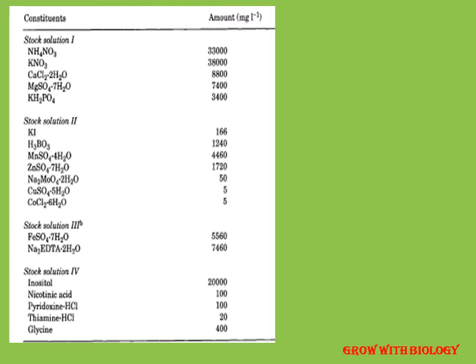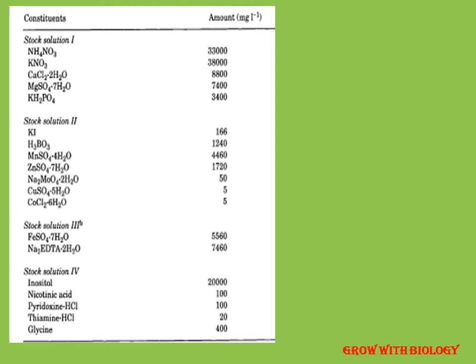So when you study the MS medium and different media, you know that a medium has inorganic and organic components, growth hormones, a gelling agent, as well as some supplements. All these combinations fulfill the requirements for the growth of an explant. For preparing 1 liter of MS medium, you require 50 ml from stock solution 1, 5 ml from stock solution 2, 5 ml from stock solution 3, and 5 ml from stock solution 4.